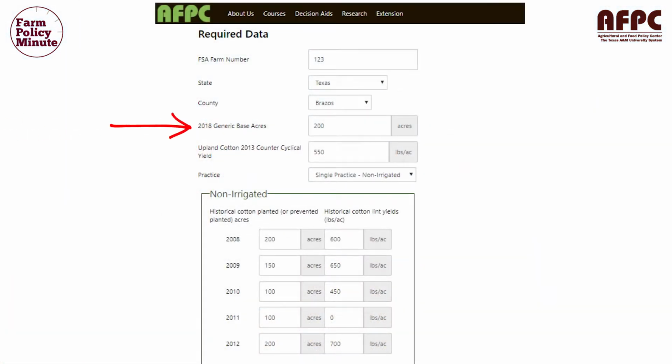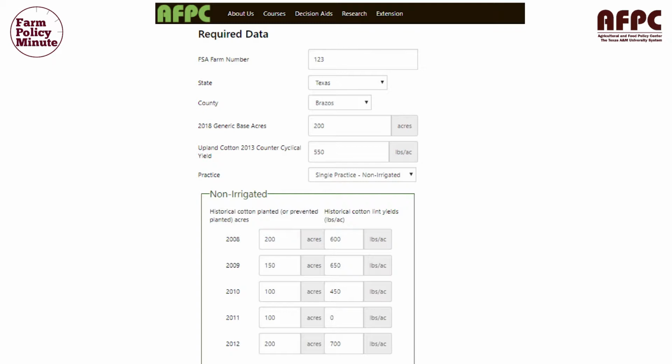The generic base is listed on the letter that comes out. That goes right in there where it says 2018 generic base acres. The upland cotton 2013 countercyclical yield is on the form as well. That is the countercyclical yield from the program for the 2008 Farm Bill. That's the number that would be updated, but that's a lint pound number, so 550. That's the last time when you start thinking about this, when we do seed cotton, it's the lint plus the seed, so you have to start thinking about something that's roughly 2.4 times that number.